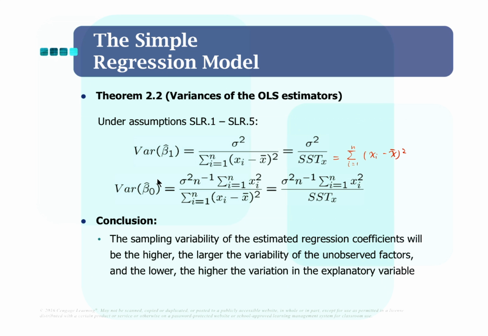Okay, so it says that basically if sigma squared is higher, the variance of beta 1 hat, for example, is higher. Right? But if the SSTX is higher, it leads to the variance of beta 1 hat being smaller. And it's the same for beta 0 hat.